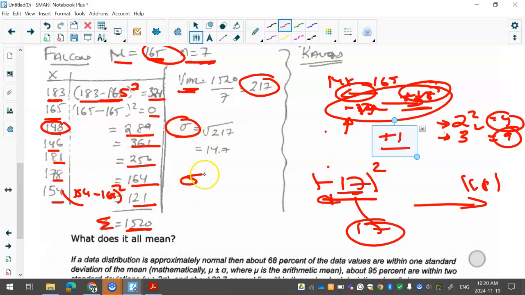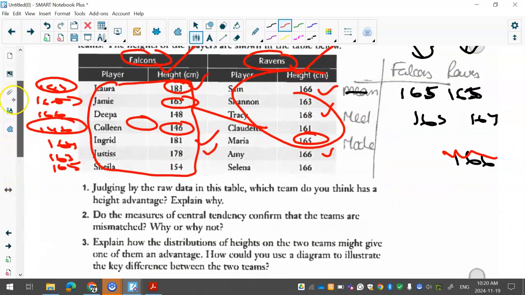So big sigma means added up, sum. Little sigma means standard deviation. Little sigma in this case is 14.7. 14.7 is a value which would have the same units, centimeters here. Now, we're going to talk later about what that means. In this case, all we care about is this: if that's 14.7, a bigger standard deviation means more spread, right?